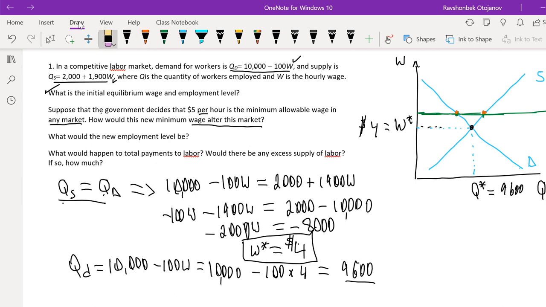Let me just remove this so that I have more space. If I trace this here and trace that here, we have now the quantity demanded at that wage level. So this is $5, and maybe I'll just replace this with 4. Yes, this is 9,600, and this would be labor supply.